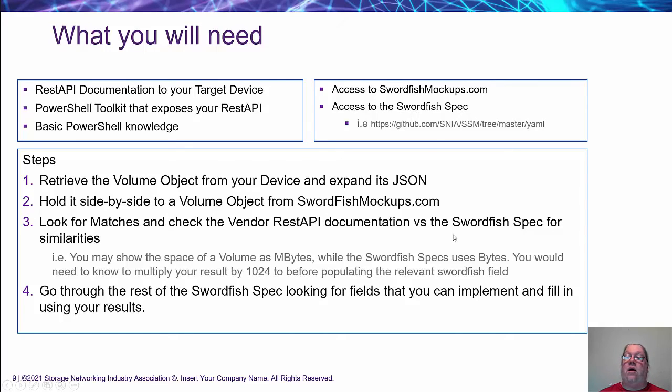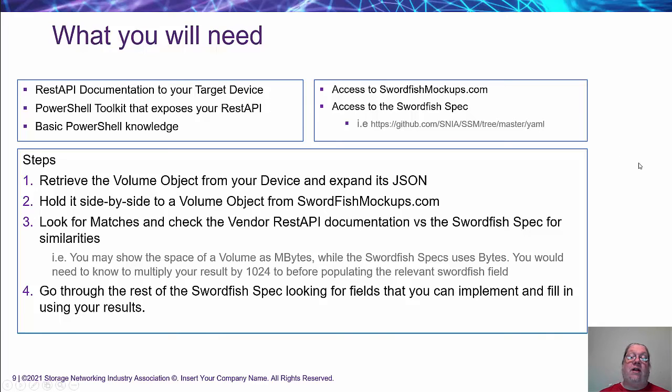So the first thing you want to do, let's take something simple like volume. You're going to take the volume object from your device and expand the JSON. Take a look at it. And you're going to hold it side by side up to the volume object that you would see as an example from Swordfish mockups. Or you look in the Swordfish spec under the YAML or the XML spec and actually compare it there. And what you're looking for is commonalities. Because some things you're going to have to change.